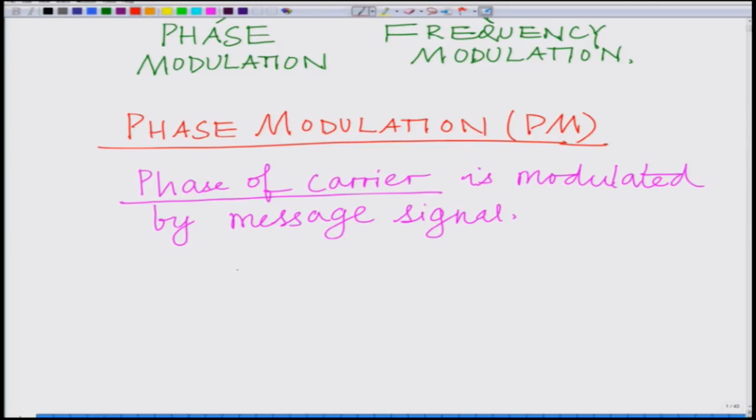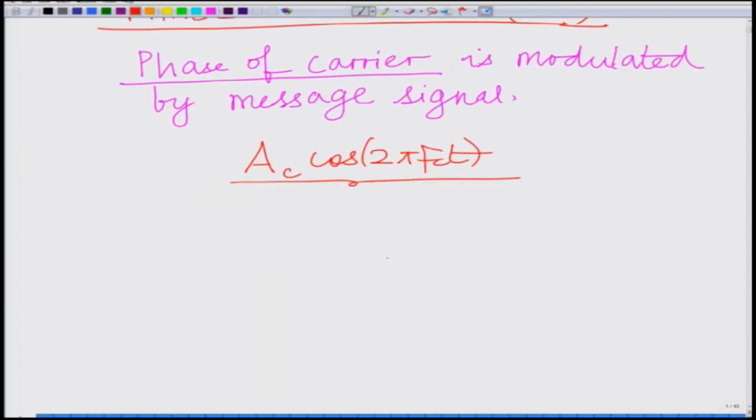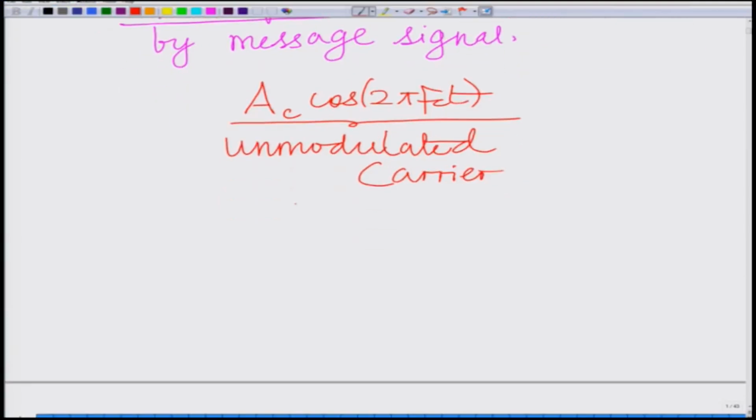For instance, let us say your carrier signal is A_c cosine 2 pi f_c t. This is your unmodulated carrier signal. What we are going to do is modulate the phase of this.